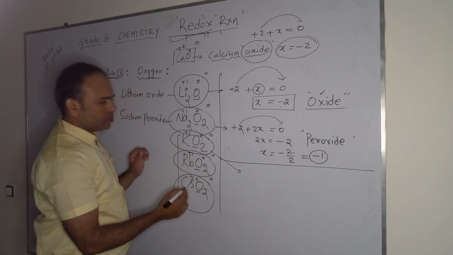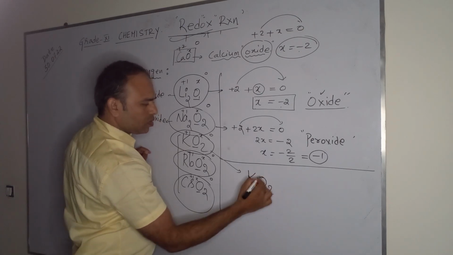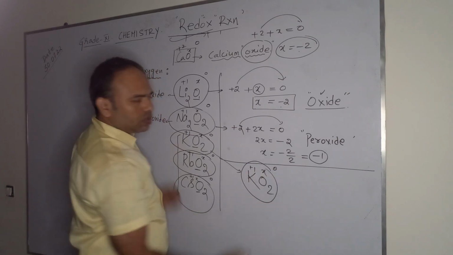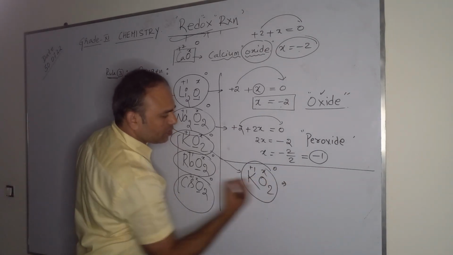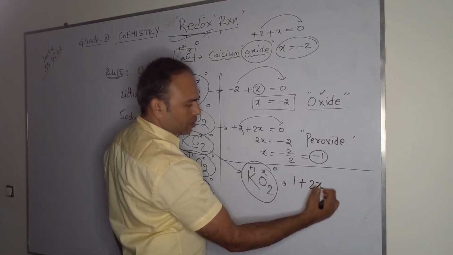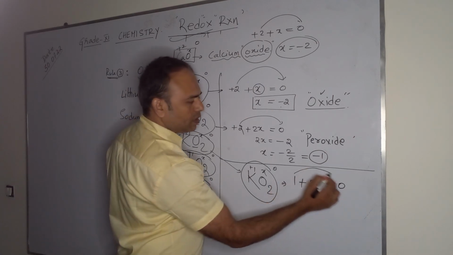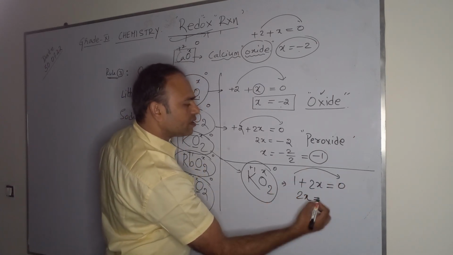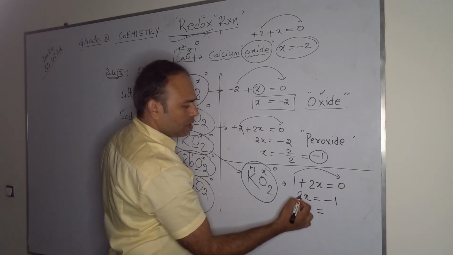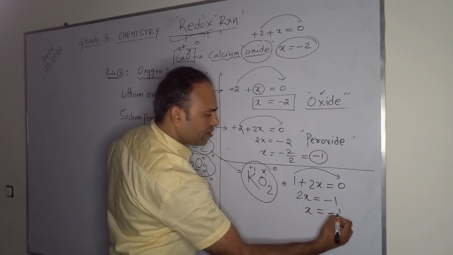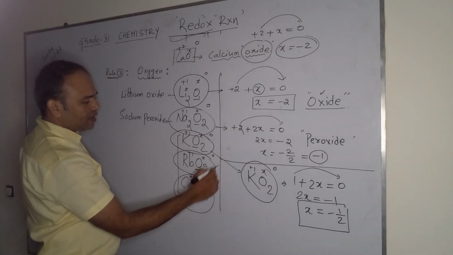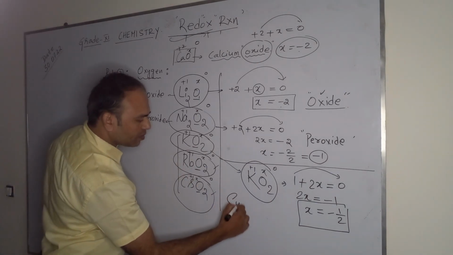Come to the next condition, that is KO2. I have KO2. Again, X, potassium +1, total is 0. Equate this, what will you get? 1 plus 2X is equal to 0. Send 1 to the other side. 2X is equal to -1. X is equal to -1 divided by 2, that is -1/2. Now oxygen has the oxidation state of -1/2 in this case, and that is called superoxide.